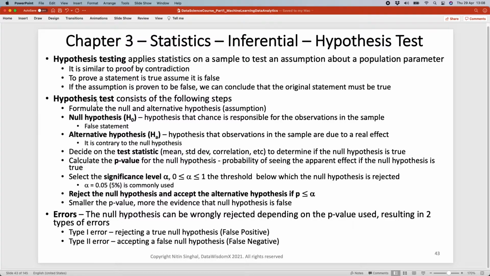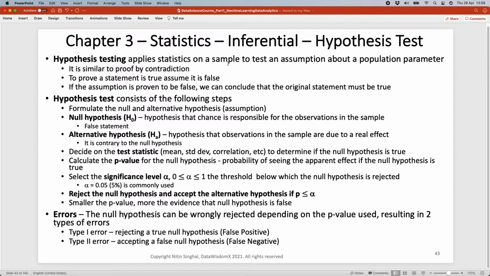Now, in hypothesis testing, you generally perform a sequence of steps. It's a very standard process. So let's understand that. What you do is you formulate the null and alternative hypothesis or the assumption. Now, what is the null hypothesis? It's the hypothesis that chance is responsible for the observations in the sample.